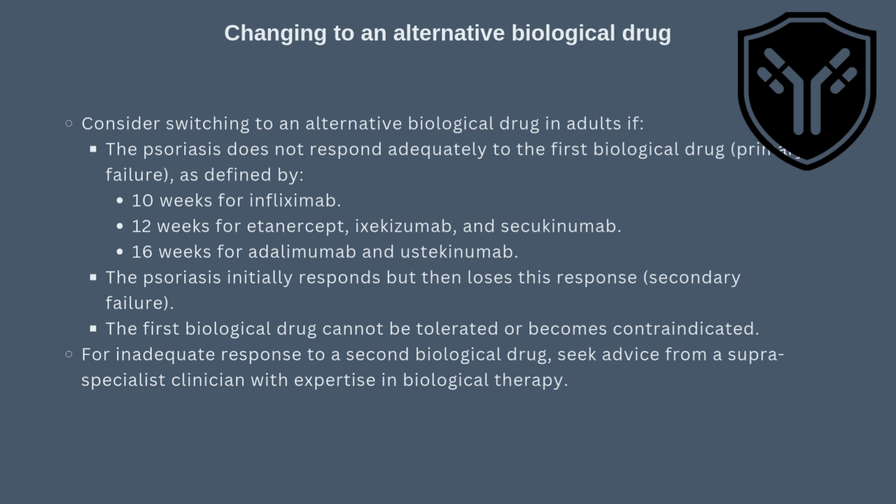Changing to an alternative biological drug. Consider switching to an alternative biological drug in adults if the psoriasis does not respond adequately to the first biological drug. Primary failure is defined as 10 weeks for infliximab, 12 weeks for etanercept, ixekizumab, and secukinumab, 16 weeks for adalimumab and ustekinumab. Secondary failure: the psoriasis initially responds but then loses this response. The first biological drug cannot be tolerated or becomes contraindicated.